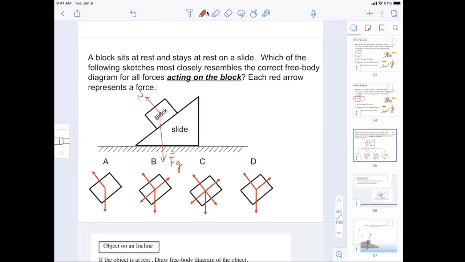Are there any other forces? Force of friction, because it's staying still. Staying still, if you don't have friction, it's going to slide down because of the component of gravity that's along the direction of the ramp. It's going to make it slide down this way, but it's not sliding down. So you must have a friction pointing in which direction?